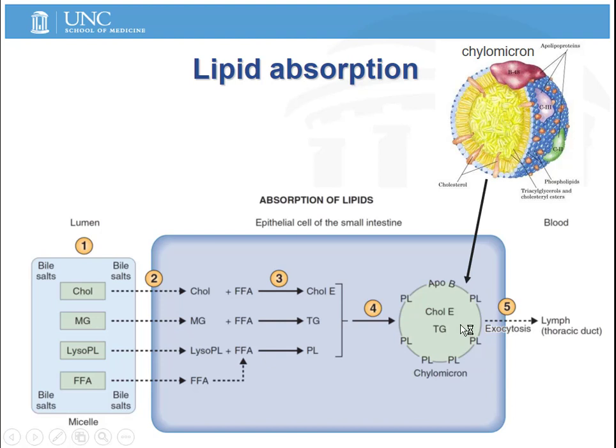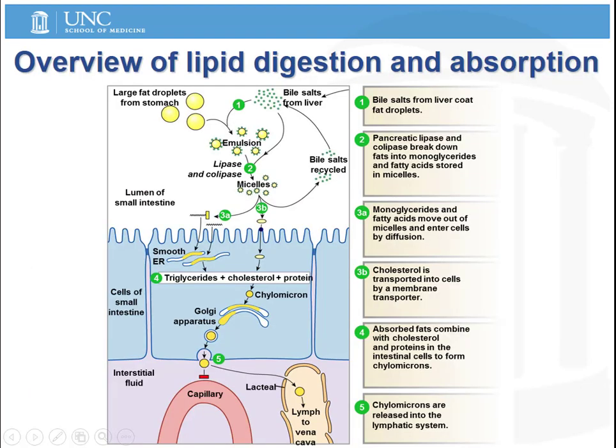Chylomicrons are then exocytosed across the basolateral membrane, and because they're so large, they're unable to enter the capillaries, but instead enter the lymphatic capillaries, where they're carried via the lymphatic circulation to the thoracic duct, which empties into the bloodstream. And this image just shows an overview of all of the steps we've been talking about in one place.